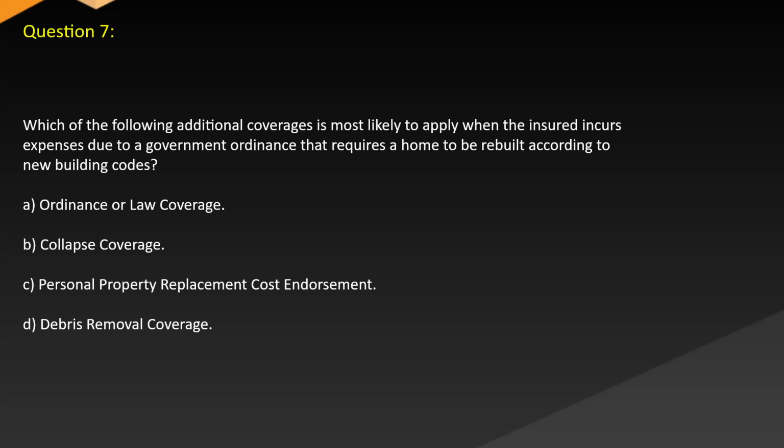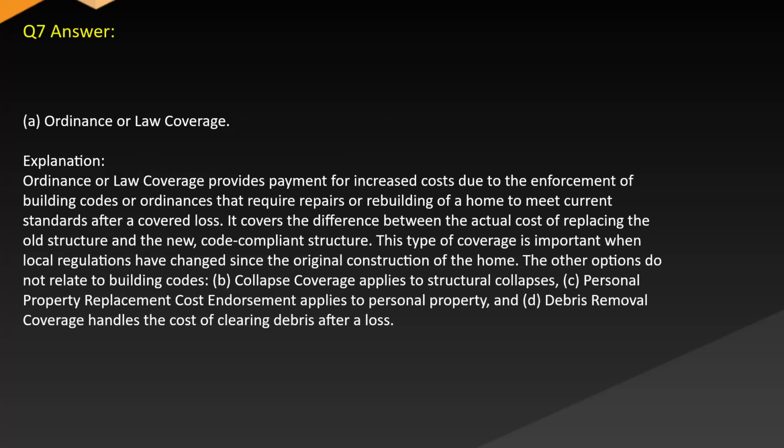Question 7. Which of the following additional coverages is most likely to apply when the insured incurs expenses due to a government ordinance that requires a home to be rebuilt according to new building codes? A, ordinance or law coverage. B, collapse coverage. C, personal property replacement cost endorsement. D, debris removal coverage.